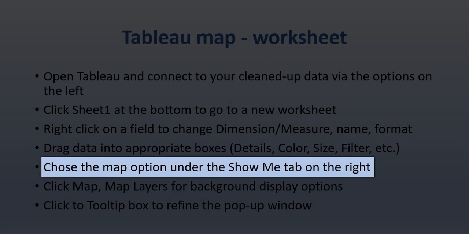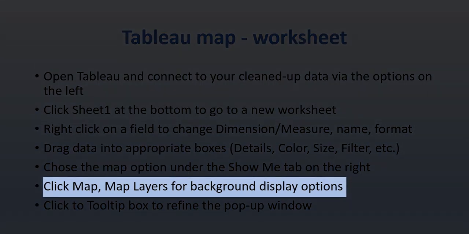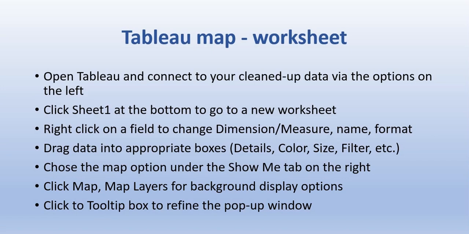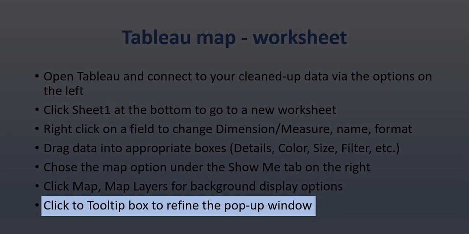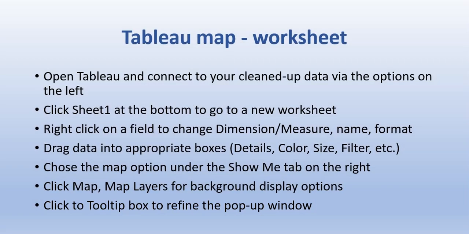And for the most part, Tableau gives you two options. One, a fill map, where each county, for instance, is shaded. Or two, a point map, where specific dots would appear on your boundary. You can also click map and then map layers for more background displays. We can add rows, we can add county names, county borders, state names, state borders, parks, etc. And finally you have your tooltip or your pop-up box, and there you can refine your text. You can change the font, the layout, the size, the color, etc.